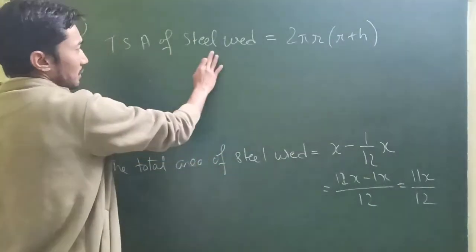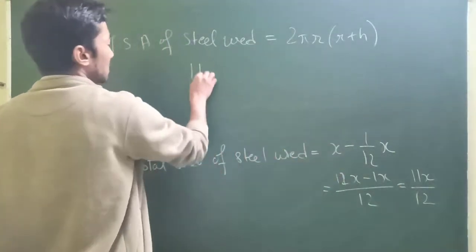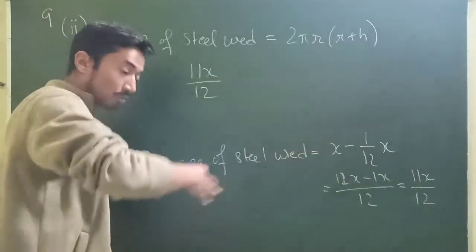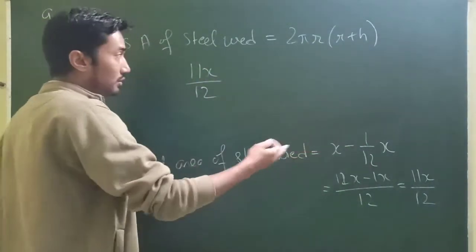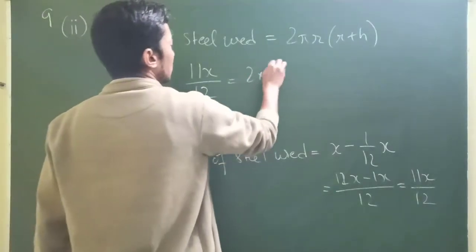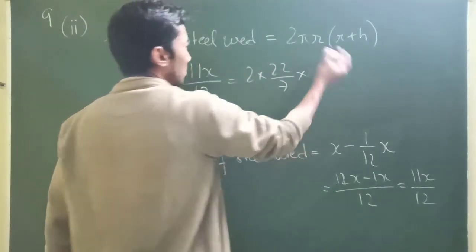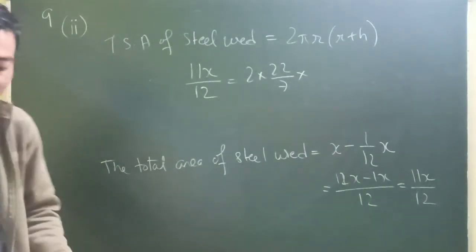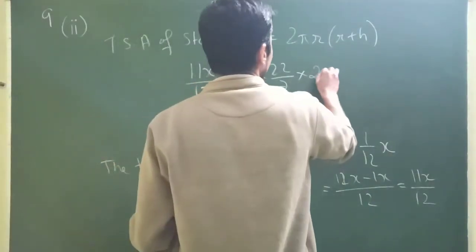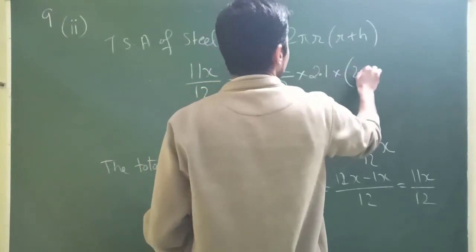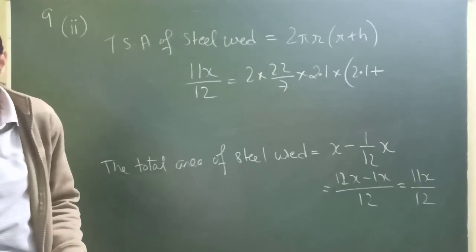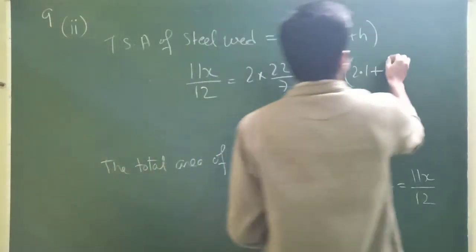Now this total surface area of steel used is actually what? This was the amount of steel which is used. One part wasted, one part used, bigger part used. That's going to be 2 into 22 by 7 into, what was our radius from the first part of the question? Our radius was 2.1 meters, into 2.1 plus, what was our height again from the question? 4.5.